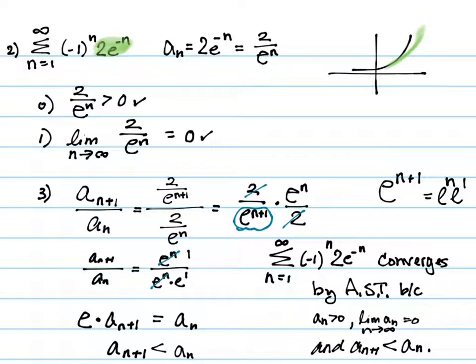Is that all right? So it's the same 3 conditions every time. If one of them fails, then you're done and it diverges. If they all are satisfied, then we write a statement similar to this at the end, and we're finished.